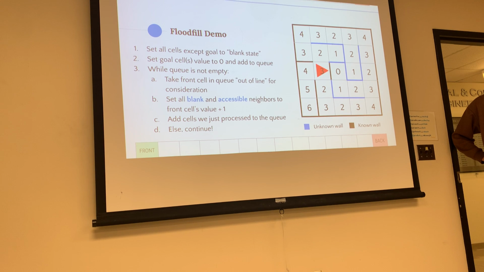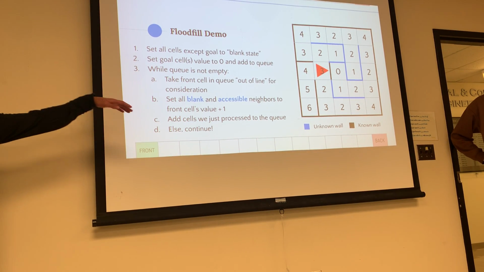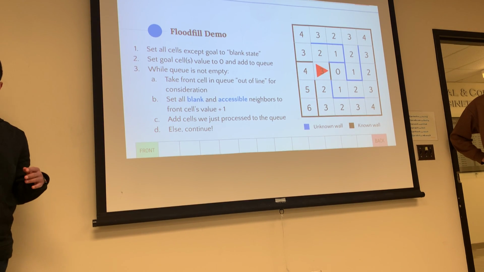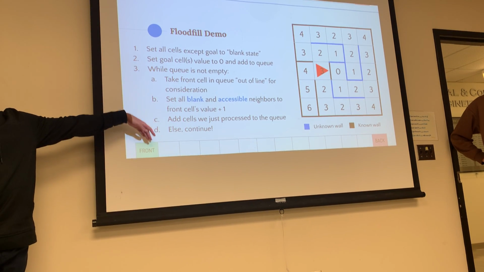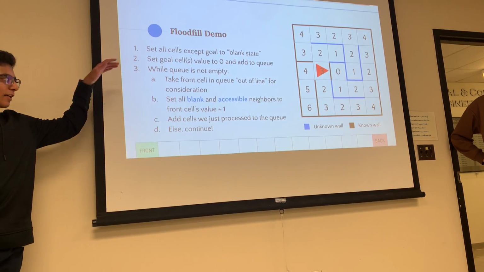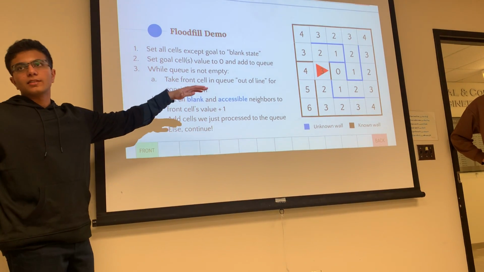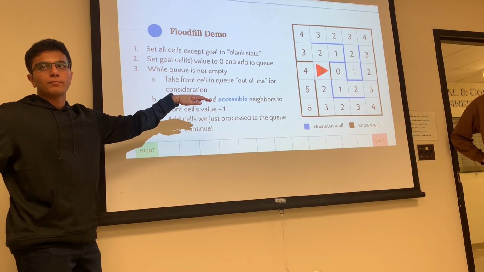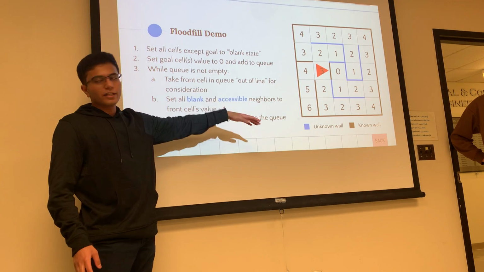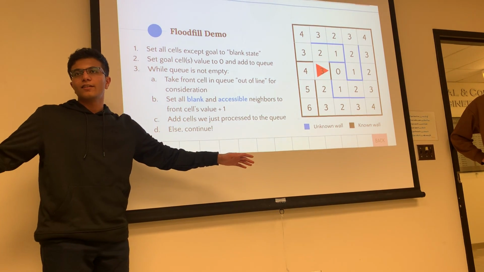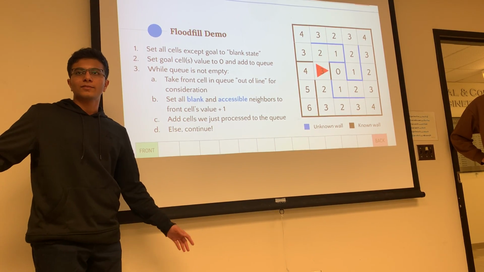the algorithm works. The entire Floodfill part that we're doing right now, where we're calculating all the Manhattan distances, is done through this general algorithm, right? And this algorithm will keep going until the queue is empty. So it doesn't really care about where your mouse is. It just keeps going until it gets to the entire maze and then it stops, if that makes sense.